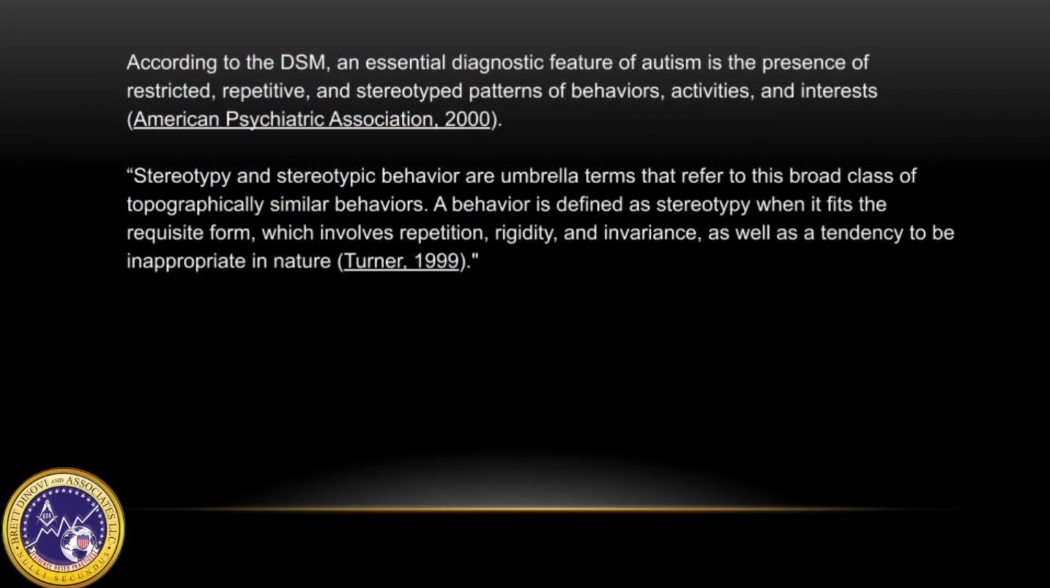According to the DSM, the essential diagnostic feature of autism is the presence of restricted, repetitive, and stereotyped patterns of behaviors, activities, and interests. Stereotypy and stereotypic behavior are umbrella terms that refer to this broad class of topographically similar behaviors. A behavior is defined as stereotypy when it fits the requisite form, which involves repetition, rigidity, and invariance, as well as the tendency to be inappropriate in nature.